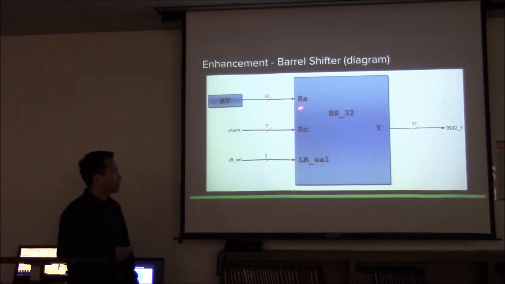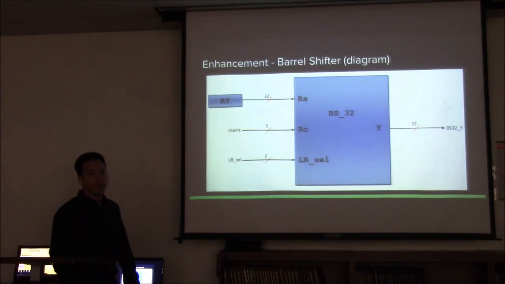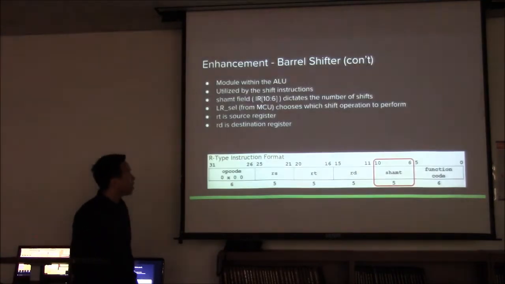It takes in the RT and then it takes in the shift amount. And LR select is the select line that selects the mode that it shifts. So shift right arithmetic, shift left logical, or shift right logical. And the Y is just the output of the barrel shifter.